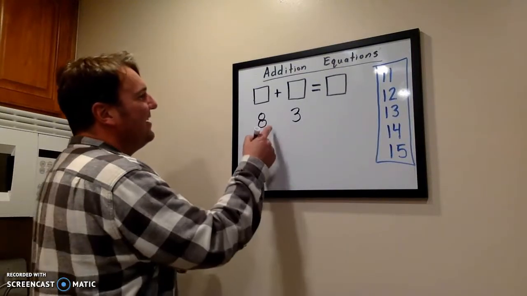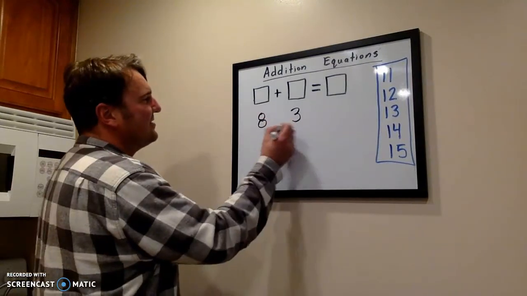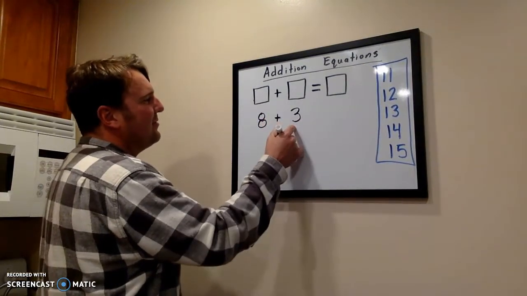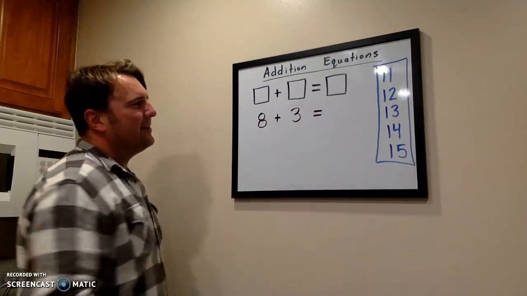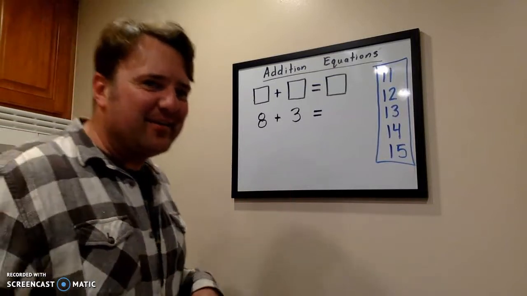All right, here we go. How many did I use all together? That's the question. So let's see. I've got 8. Put it together with 3 equals how many all together? Now this time, instead of drawing the dots, I'm going to go ahead and use my fingers. All right, here we go.